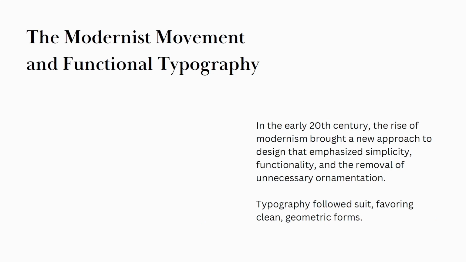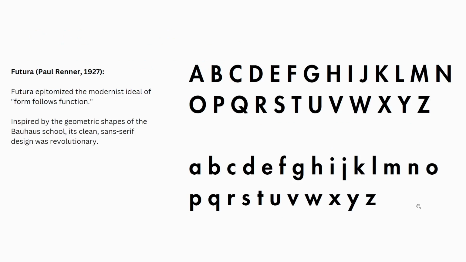So in the 1900s, the 20th century, the rise of modernism is going to bring a new approach to design, and it's going to emphasize the simplicity, functionality, and efficiency of communication. So it's going to remove the unnecessary ornamentation that we're going to see in, say, the Industrial Revolution through Victorian. And what we want with our type in this era is clean, geometric, and again, efficient would be the word. Futura, created by Paul Renner, 1927.